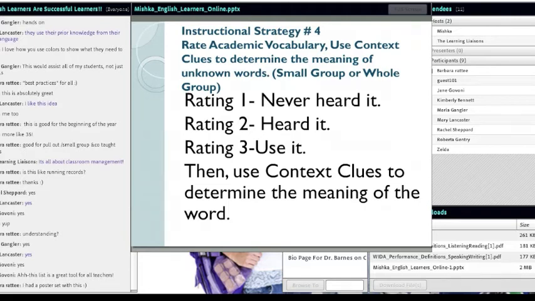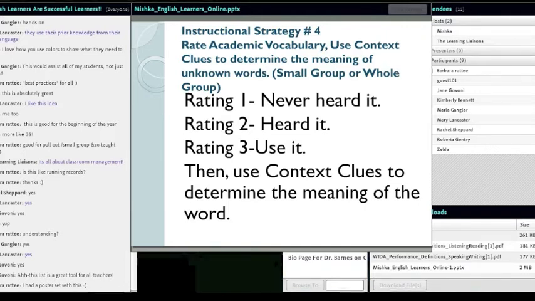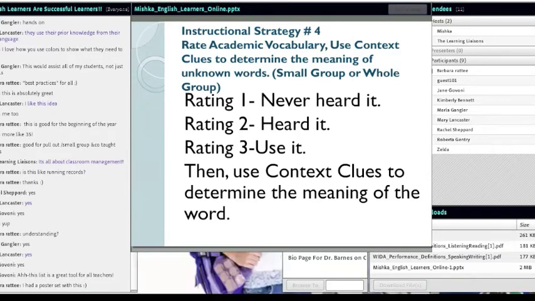So if I'm previewing a lesson on, for example, a social studies lesson on Franklin D. Roosevelt, and there's a word that comes up that the students may not know, I would ask them to rate the word. So 1, you've never heard it, 2, you've heard it, or 3, you use it. And then I will ask them to use context clues to help them determine the meaning of the word.